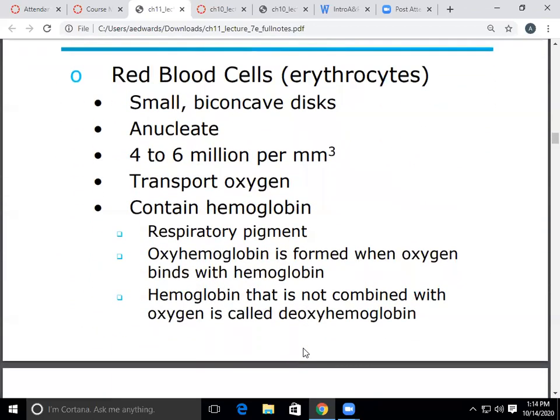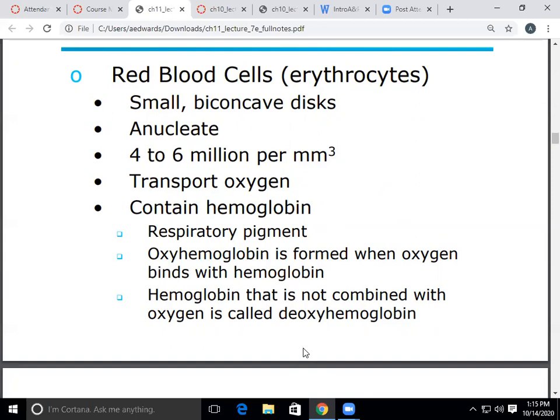So let's talk specifically about red blood cells. They are small and they're said to be biconcave, which basically means on either side they kind of curve in. They are also anucleate, which means there's no nucleus in them. That's something that's unique about red blood cells. And you have a lot of them because you need a lot of them, between 4 and 6 million per cubic millimeter. A cubic millimeter is pretty small.